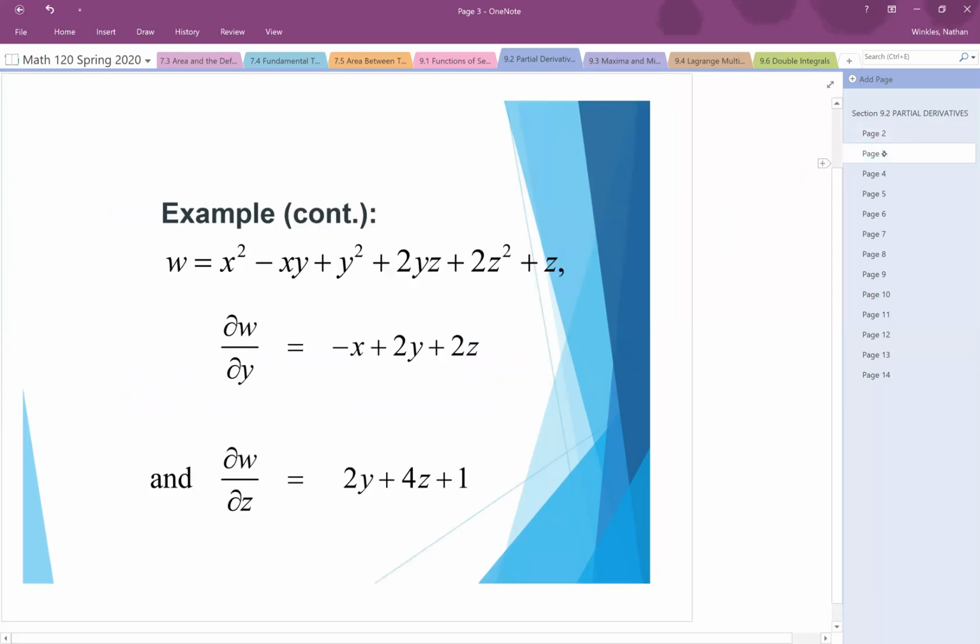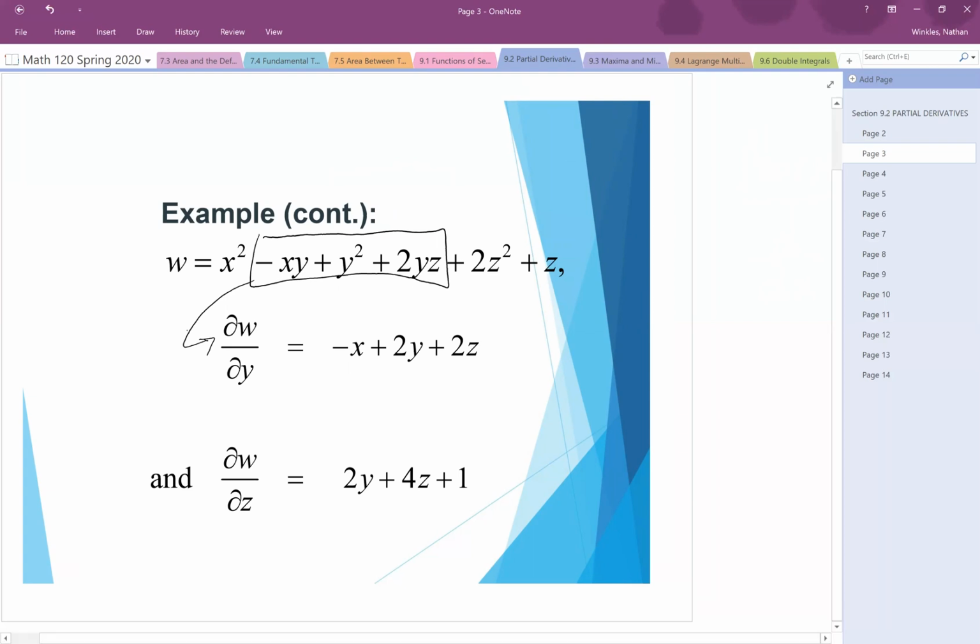If we wanted to find this same thing with respect to y, the only terms that we care about are these middle three terms. They're the only ones that have our y variable in them. So when we take the partial of w with respect to y, the partial of minus xy is minus x. The partial of y squared is plus 2y. The partial of 2yz gives us just 2z.